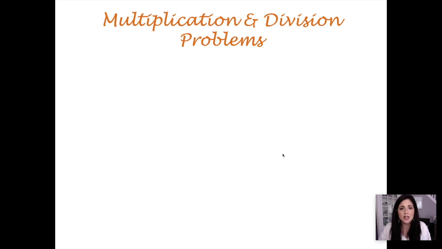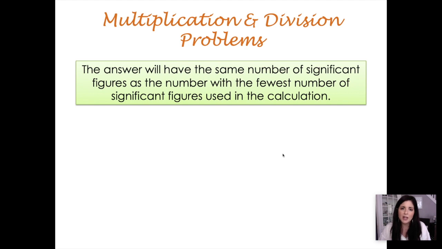Multiplication and division, on the other hand, is a little bit of a different rule. So you don't have to worry about the number of decimal places that come after the decimal point. Instead, you just have to look at how many significant figures each individual number has. So your answer will have the same number of significant figures as the number with the fewest sig figs that was used in that calculation.